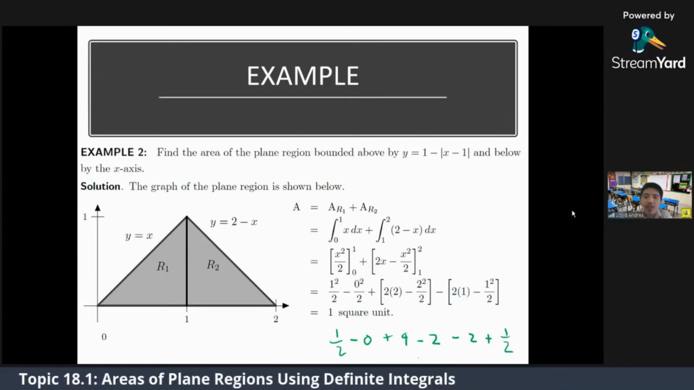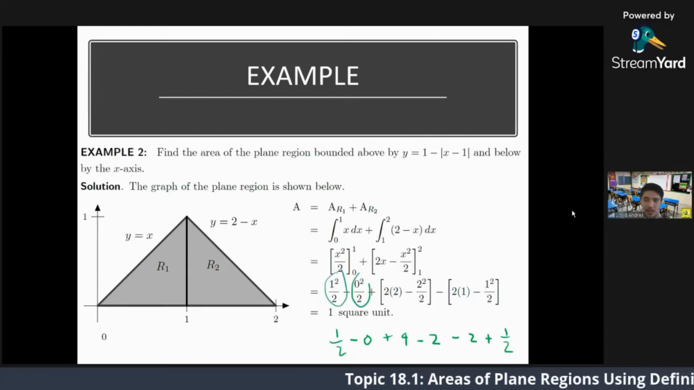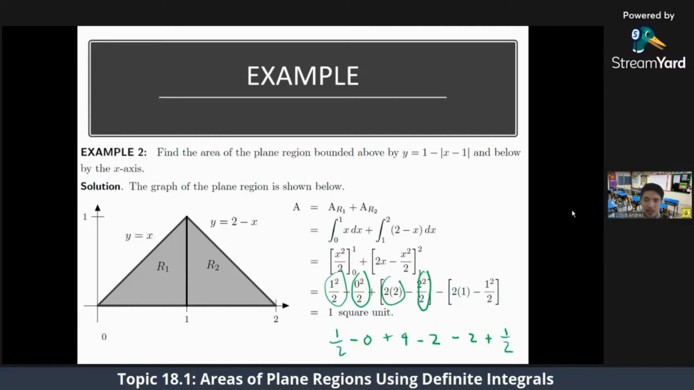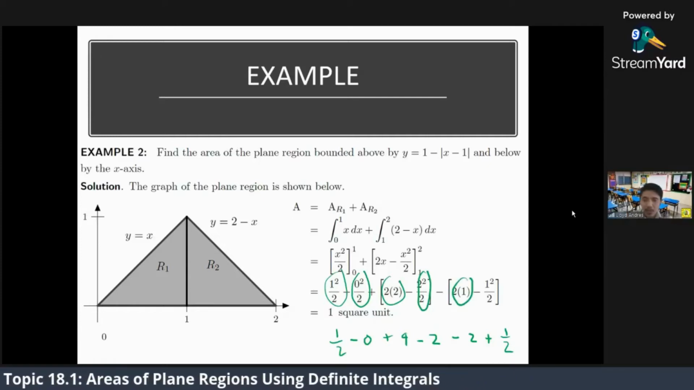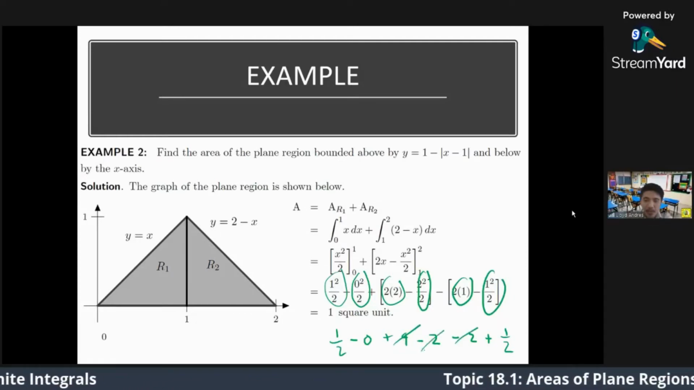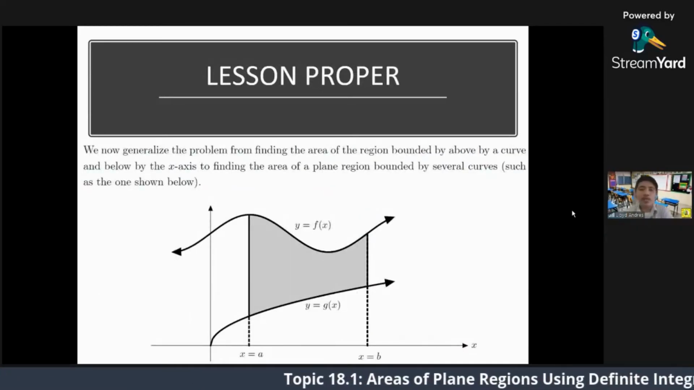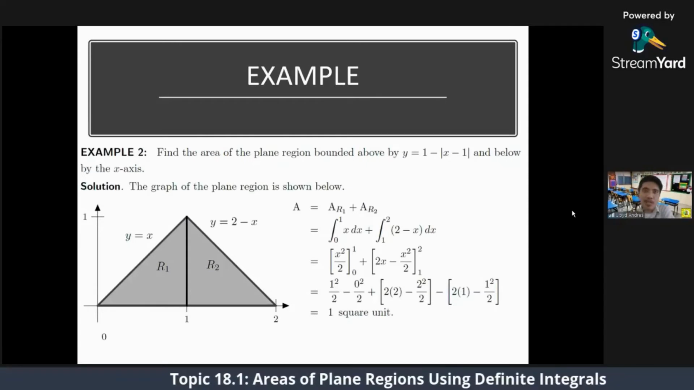Tama na ba? Ayun. So 1/2 ni 0 plus 4 minus 2 ni minus 2 tapos plus 1/2. So kaning 4 ma-cancel, ma-eliminate kay negative 4 na negative 2, negative 2. Tapos 1/2 ug 1/2 na lang. Ayun.